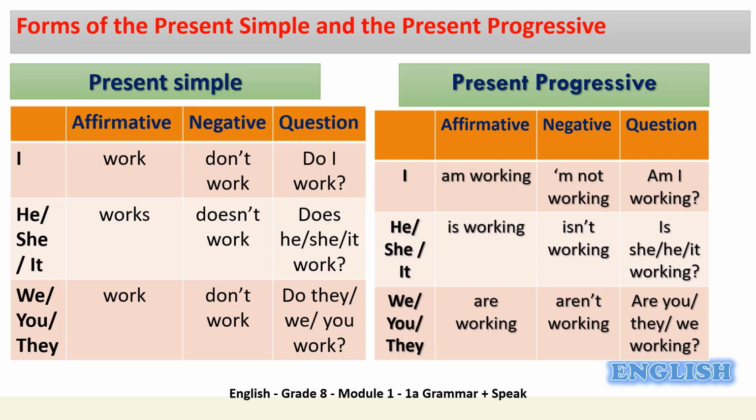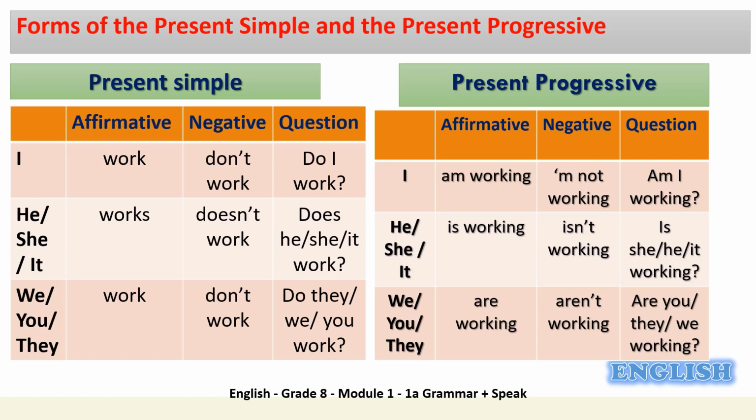He, she, it, add an S here. So instead of saying work, say works. Doesn't work in negative, does. He, she, it, works. We, you, they, just like I. We say work. Negative, we say don't work. Question, do they, we, you, work?